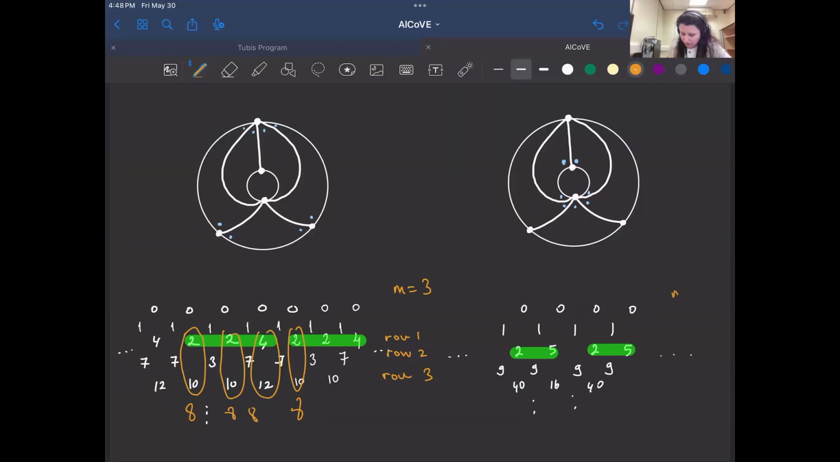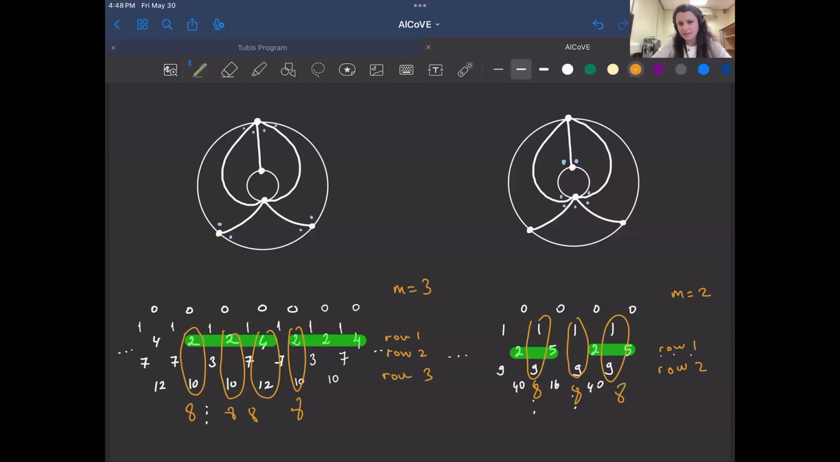Okay, let's look at this one. We have m equal to 2. So I'll look at row 2 minus the row above it. So it's this one, 8. So we get the same growth.